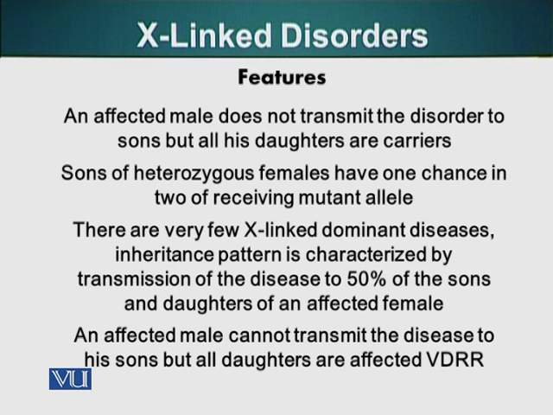There are very few X-linked dominant diseases. The inheritance pattern is characterized by transmission of the disease to 50% of the sons and daughters. If it is an X-linked dominant disorder, it will be transmitted equally to sons and daughters, since both have a 50% chance. Even daughters, if they get a defective X chromosome carrying a defective gene, will also be affected. An affected male cannot transmit the disease to his sons, but all daughters are affected. This also makes sense according to what we have just talked about.